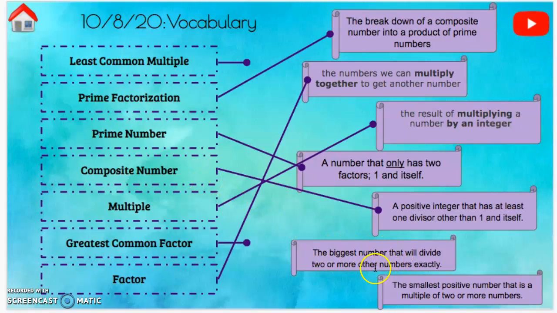Now, the biggest number that will divide 2 or more other numbers exactly. The greatest common factor. What about the smallest positive number that is a multiple of 2 or more numbers? Remember that keyword, smallest and least. That's going to be our least common multiple. And we have all of our little dots connected, and that is our vocabulary.